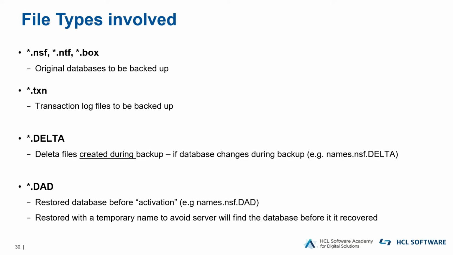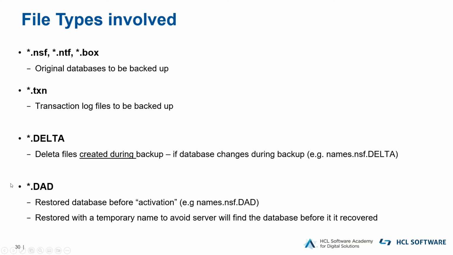And last but not least, on a restore, when the database is copied back to your server from the backup, the extension added to the file is .dad. So an example would be names.nsf.dad. This is an intended change because you don't want the server to see the database, and everything that is an NSF, NTF, or the box file, or the NS7, NS9 databases, they will be automatically seen by the server once you copied them back.